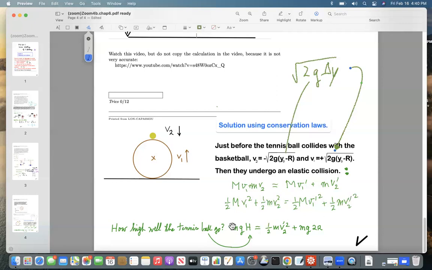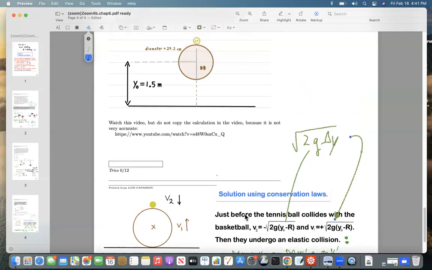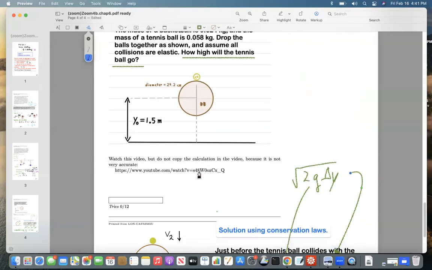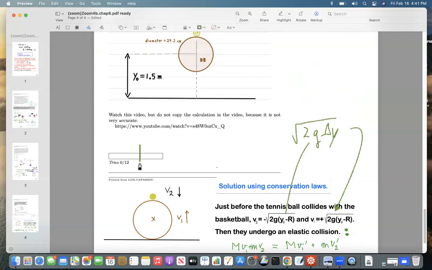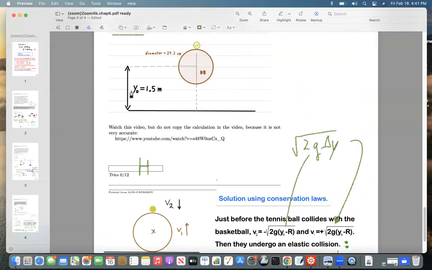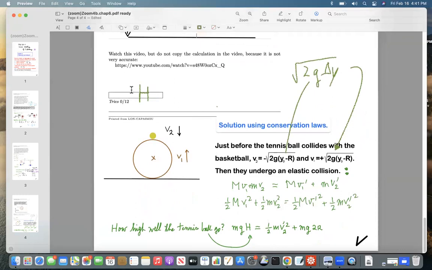Not quite done yet. We have one more equation where we know v2 prime. Now we analyze this equation to calculate H, and that's what goes in here. How high will the tennis ball go? H. And the answer will be surprisingly high. I dropped it from a height of 1.5 meters, about shoulder height. It's going to go way over my head. And that's the problem. Any questions about this or anything else?